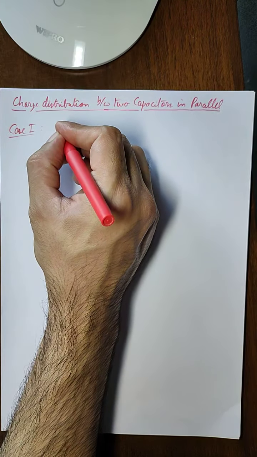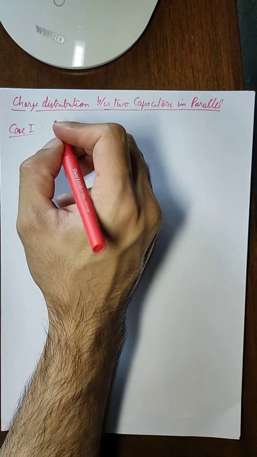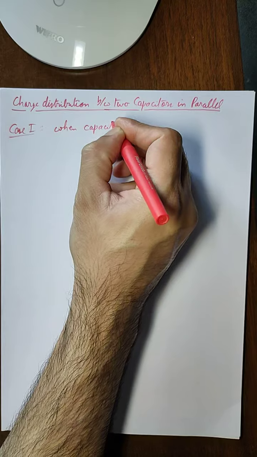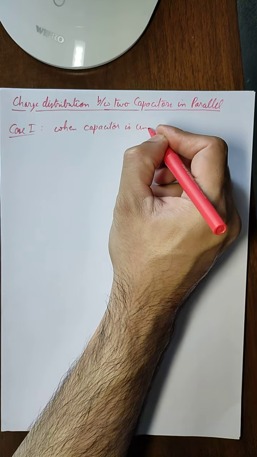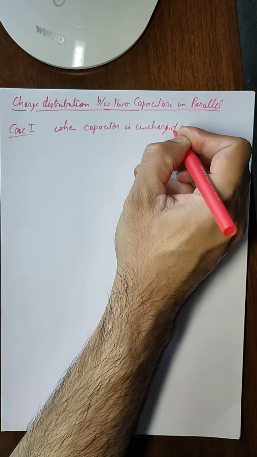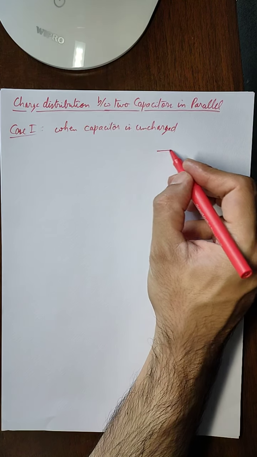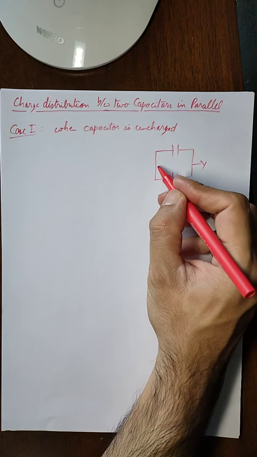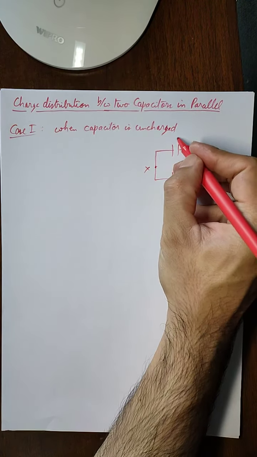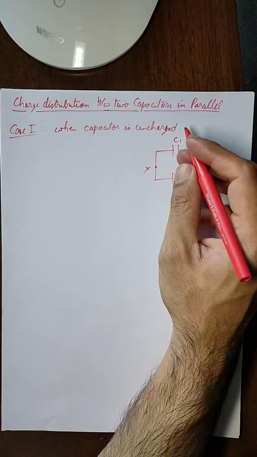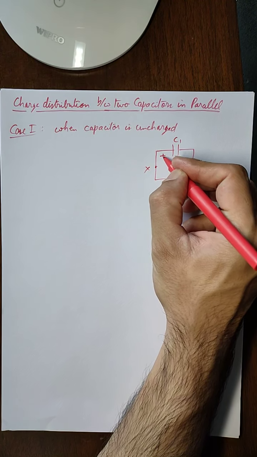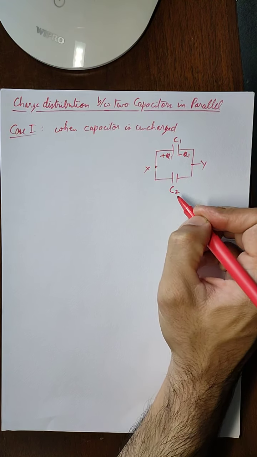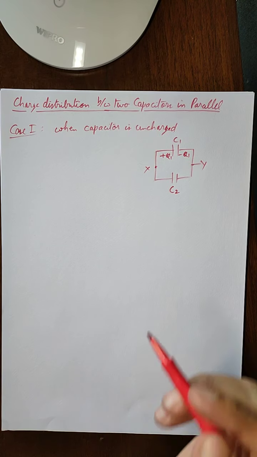So the first case we can take is when, out of the two capacitors, one capacitor is uncharged. One capacitor is uncharged and another capacitor is charged, and both of them are connected in parallel in this way between terminals X and Y. This is capacitor C1, which is charged. Let us say that the charge on this capacitor is plus Q1 and minus Q1 on this plate, and the capacitor C2 is uncharged.